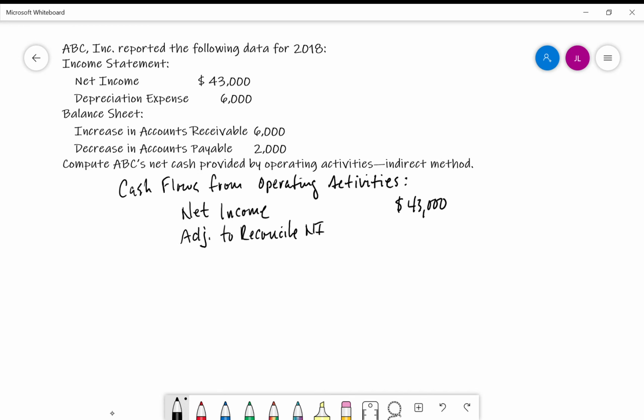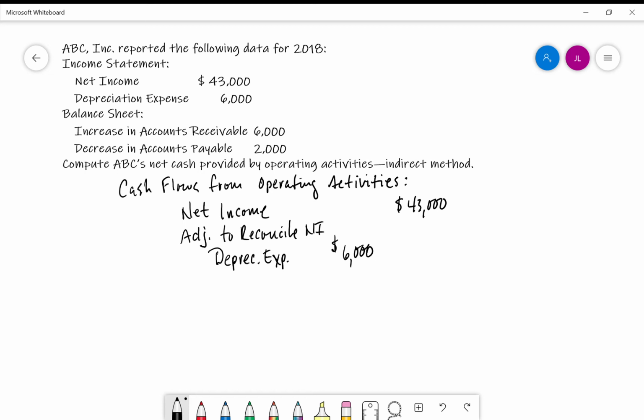Looking at the information they're given, depreciation expense, as you may or may not know, is not a cash-based expense. So we have to add that back into our net income. So we'll have depreciation expense, and that'll be $6,000.